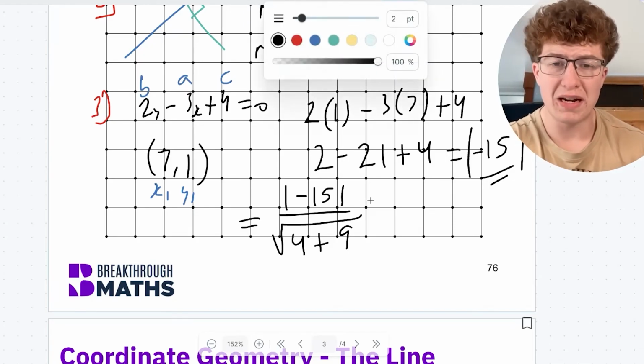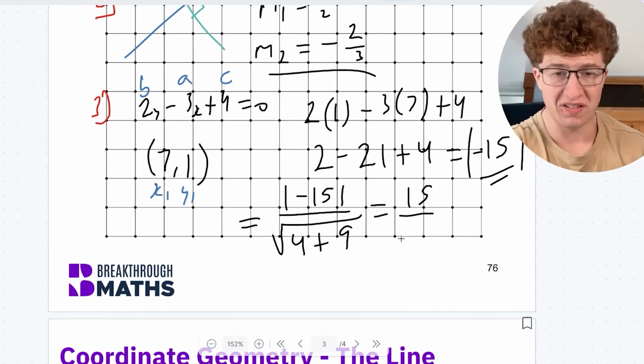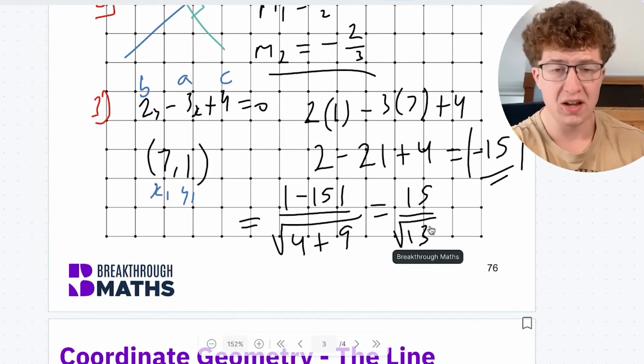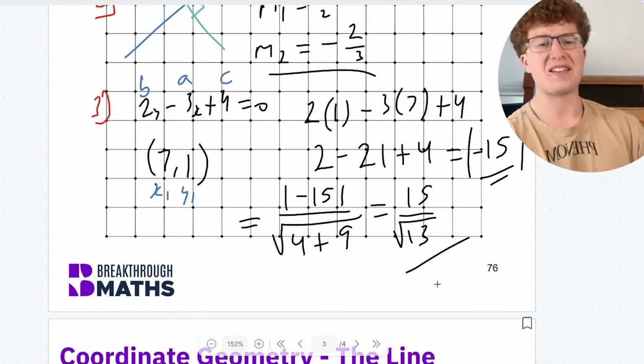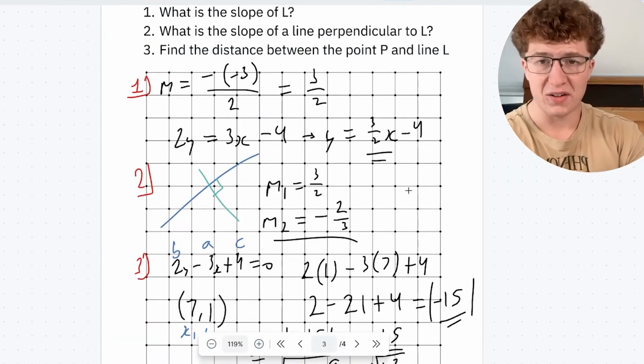We're going to have the mod minus 15 will just become 15. And then we're going to have the root of 4 plus 9, which is the root of 13. So 15 divided by root 13. That's the distance between the line and the point. And that's that question done.